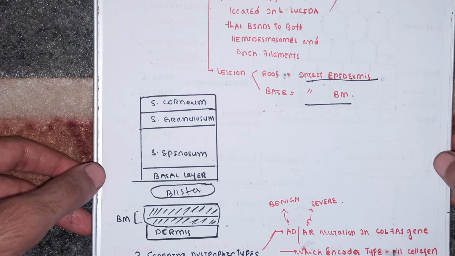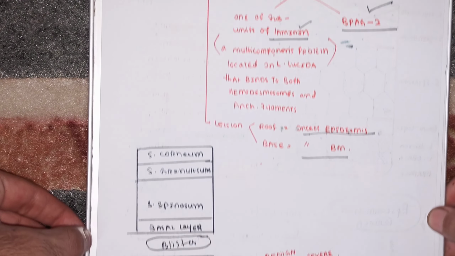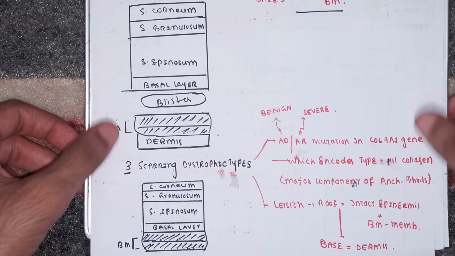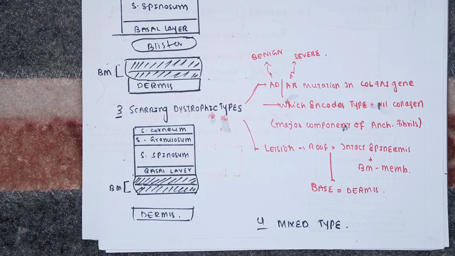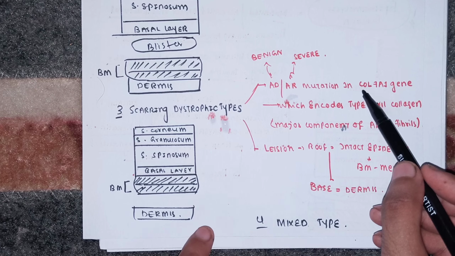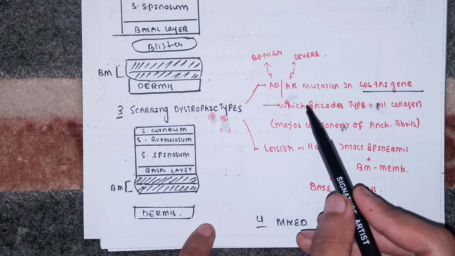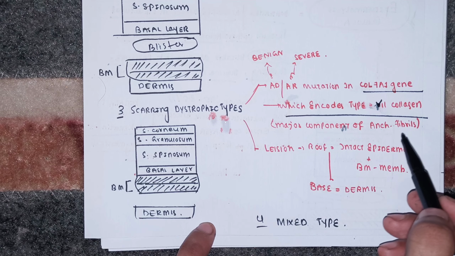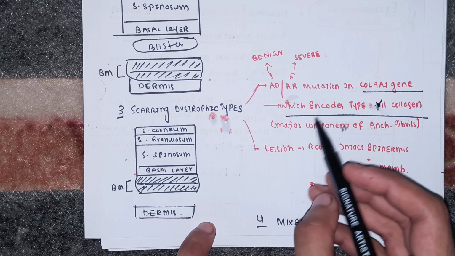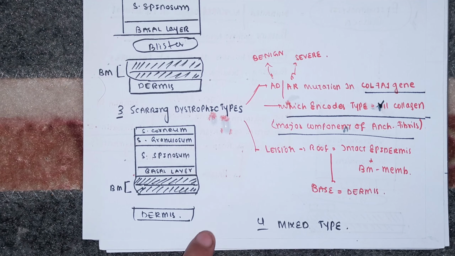After this junctional type I have number 3 type of epidermolysis bullosa, that is the scarring dystrophic type. By the way, it can be autosomal dominant or recessive, but whatever it is, autosomal dominant or recessive, mutation in what gene? COL7A1 gene, which encodes what protein, beta? Type 7 collagen, and type 7 collagen is a very important component of the anchoring fibril.